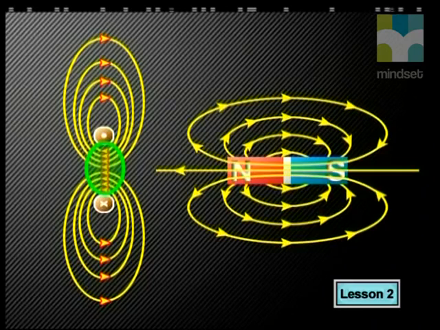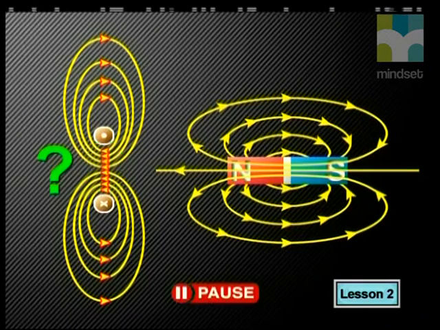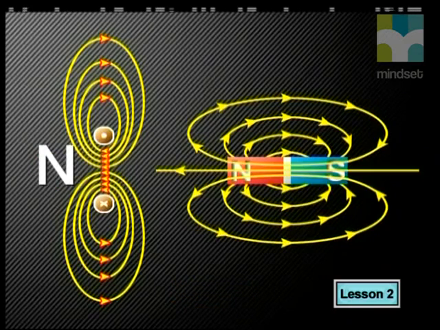In this loop, the magnetic field lines are also closer together inside the loop, indicating that there is a magnetic pole here. Can you figure out whether this side of the loop is a north or south pole? Well, since the field lines are pointing out of the loop here, this end of the loop must be the north pole of the electromagnet, and the other side of the loop must be the south pole of the electromagnet.